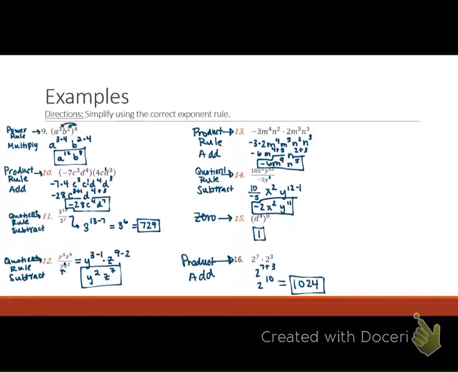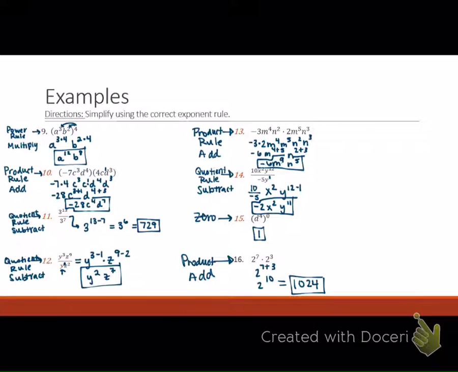So please do not change your bases. If you guys were to do this problem separately and do 2 to the 7th and then 2 to the 3rd and multiply them, you should get 1024 as well, just to check yourself as what you're doing. So do you guys have any questions here?